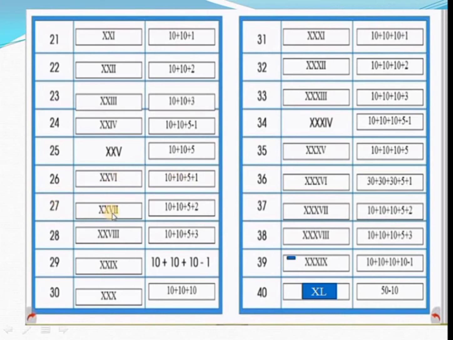27: XXVII. So 10 plus 10 plus 5 plus 2 is 27. 28: XXVIII. 10 plus 10 plus 5 plus 3 is 28.